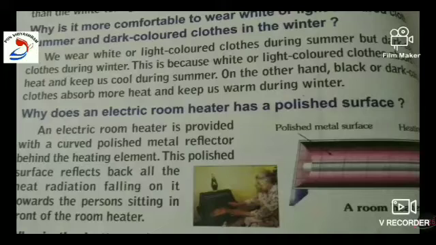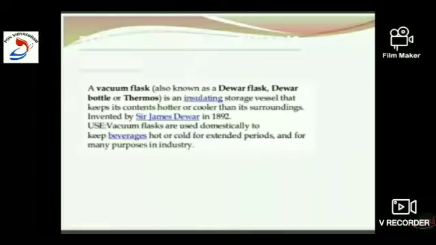The next, why does an electric room heater have a polished surface? An electric room heater is provided with a curved polished metal reflector behind the heating element. This polished surface reflects back all the heat radiation falling on it towards the person sitting in front of the room heater. These are the practical applications of radiation that we are using in our day-to-day life.